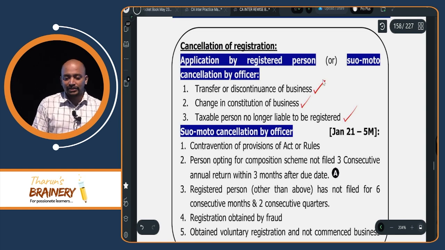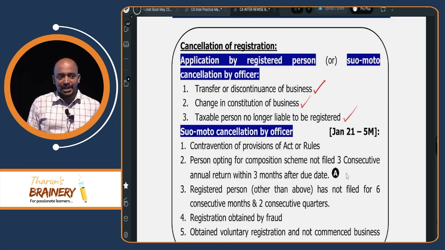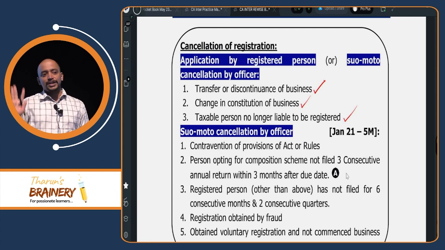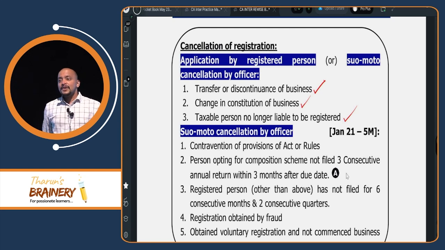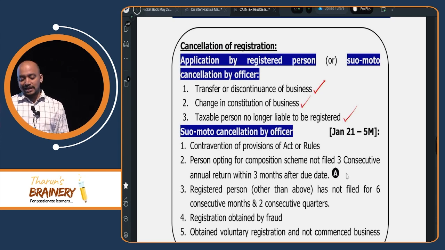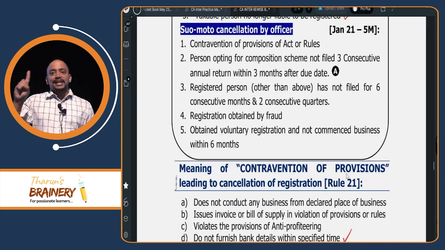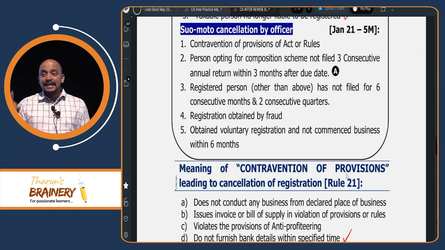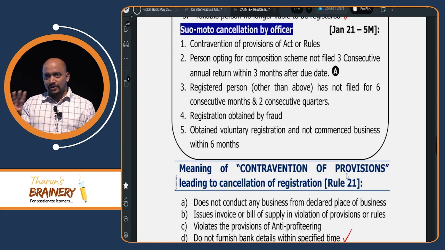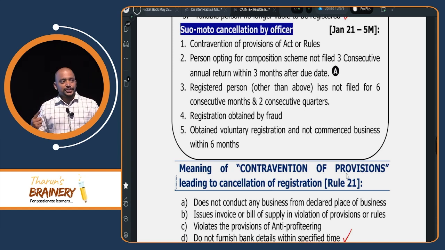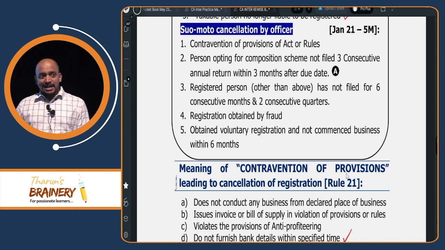It is very important for theory. They will directly ask what are the situations where a person's registration can be cancelled. So total 8 points we need to remember. Please concentrate and listen. First 3 cases where the registered person can make application for cancellation or the proper officer can initiate cancellation. What are those 3 cases? Transfer or discontinuance of business, change in constitution, no longer liable to be registered. Once again, transfer or discontinuance of business, change in constitution, no longer liable to be registered.